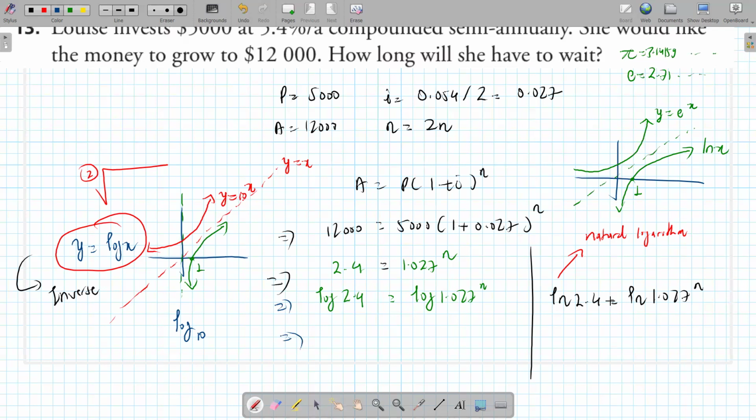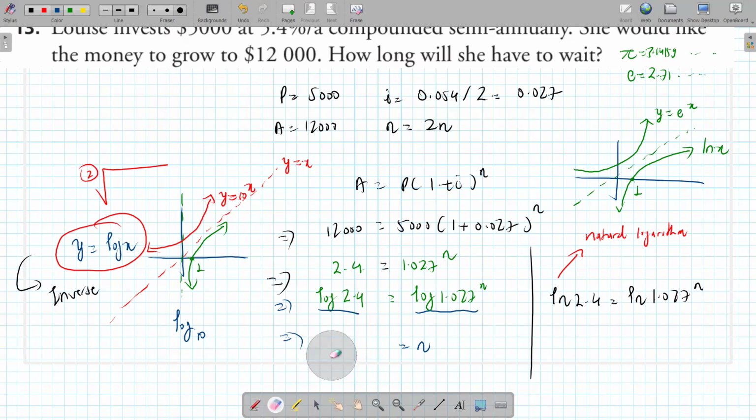We use it in population models in real life. We use it for a lot of things, but let's stick with log for now. So here n will simply be log of this divided by log of this. Log of 2.4 divided by log of 1.027. That gives you a long time, 32.